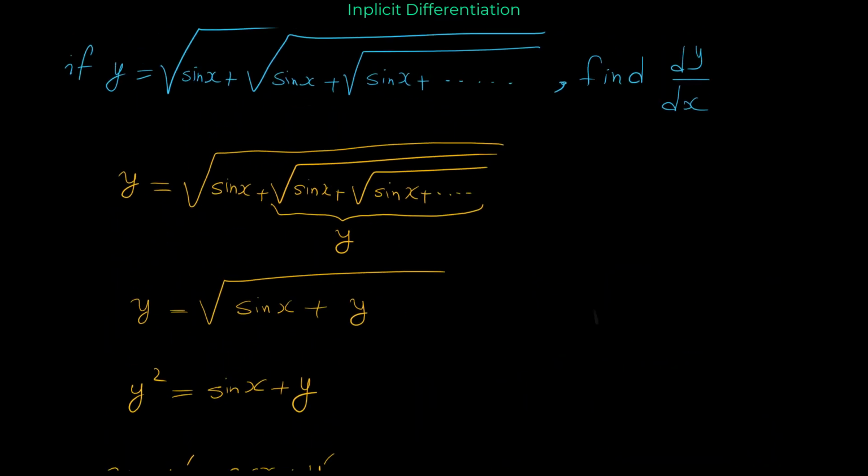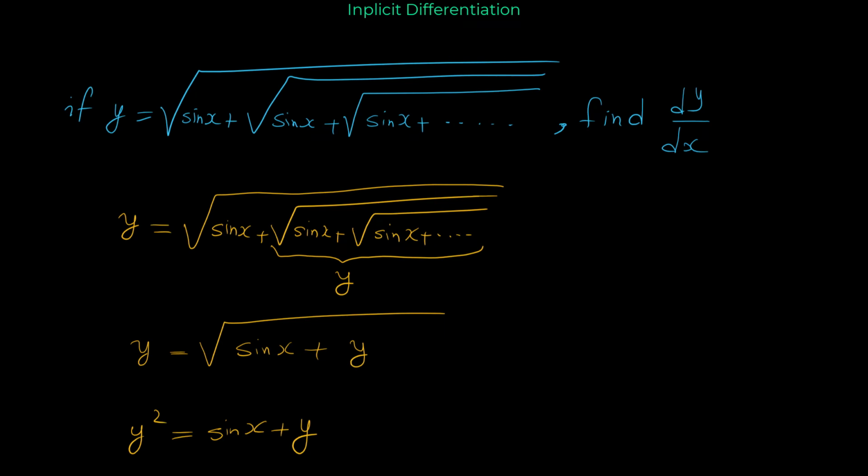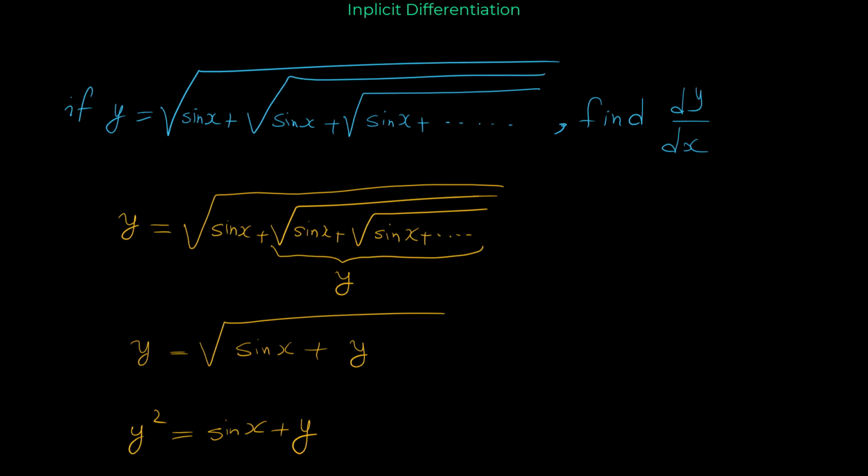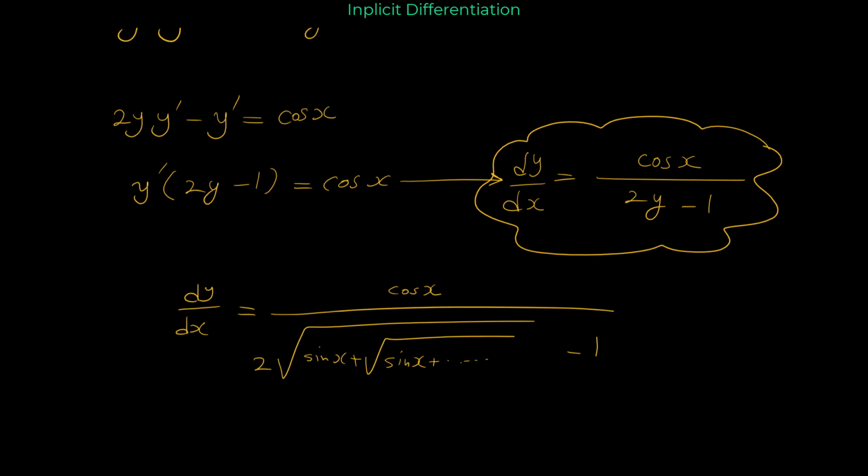So don't forget, the important step in solving this question is noticing that this expression here is actually y itself, because y is the square root of sine of x plus the square root of sine of x and so on, and we have again y inside here. So we suppose that's y, and then we have an implicit relation, and then we use implicit differentiation for finding the derivative. I hope you liked this video, and see you in the next videos.